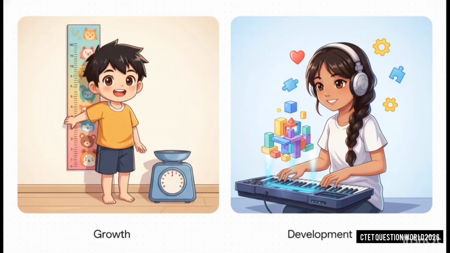Growth, or vriddhi, is quantitative. Think height, weight, physical shape. You can measure it with a ruler or a scale. It's your physical hardware, and crucially, it stops when you hit maturity. But development, or vikas, that's a much broader umbrella. It includes both quantitative and qualitative changes, like how you process emotions or learn to navigate the world. If growth is your hardware, development represents the endless software updates that just keep downloading your entire life.